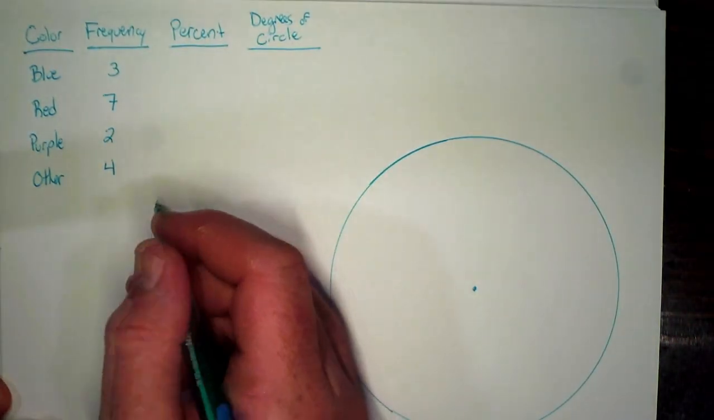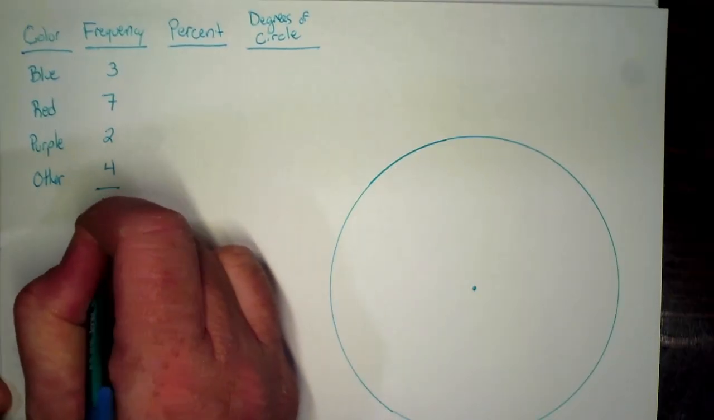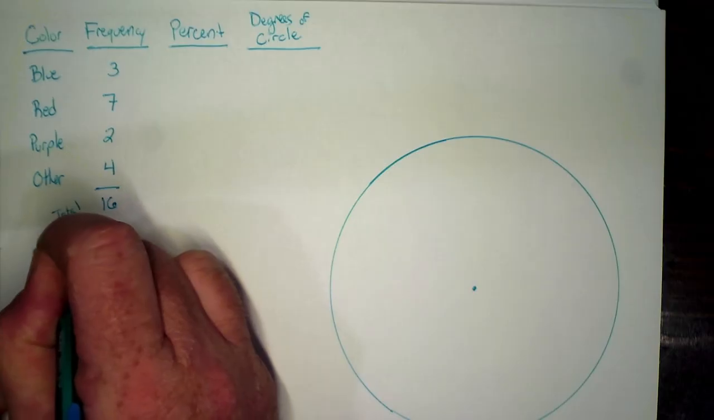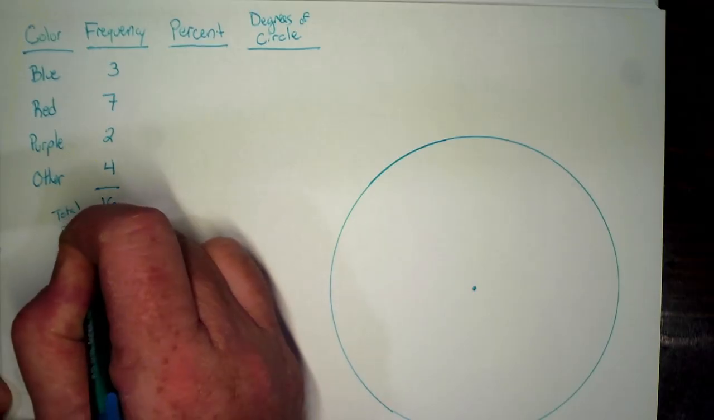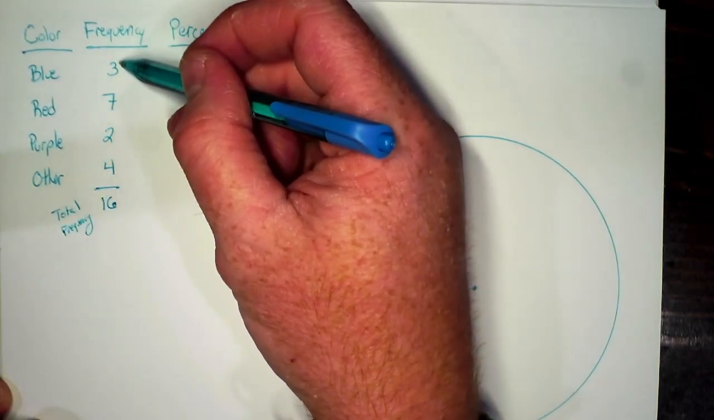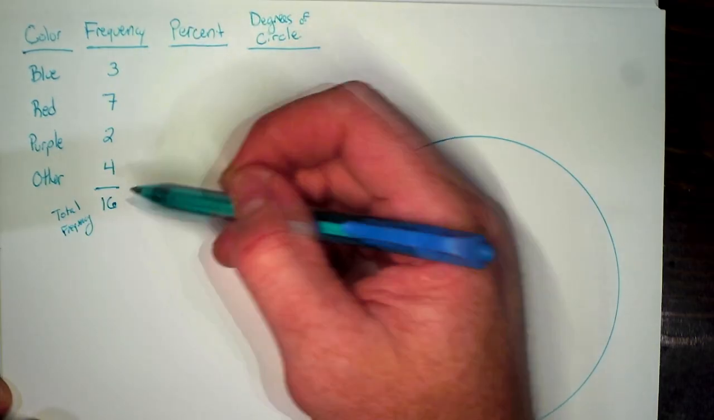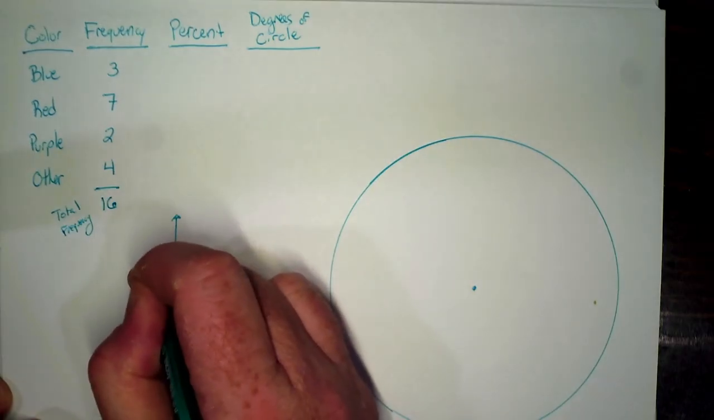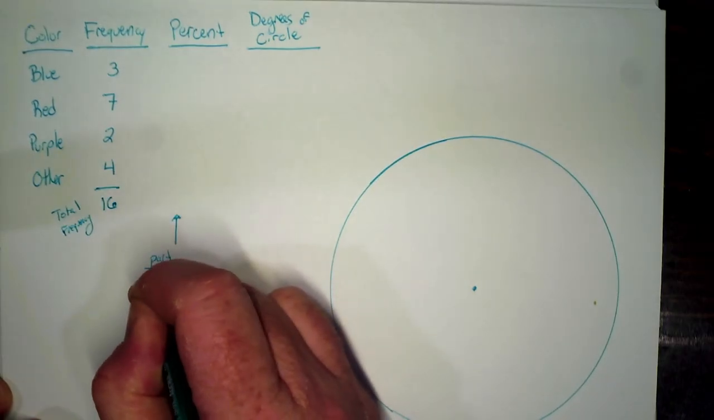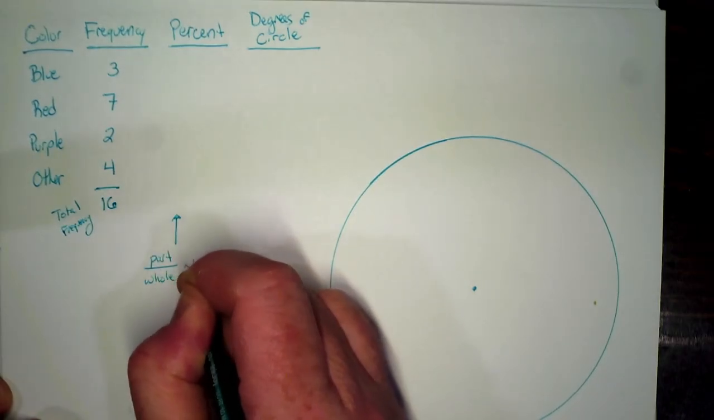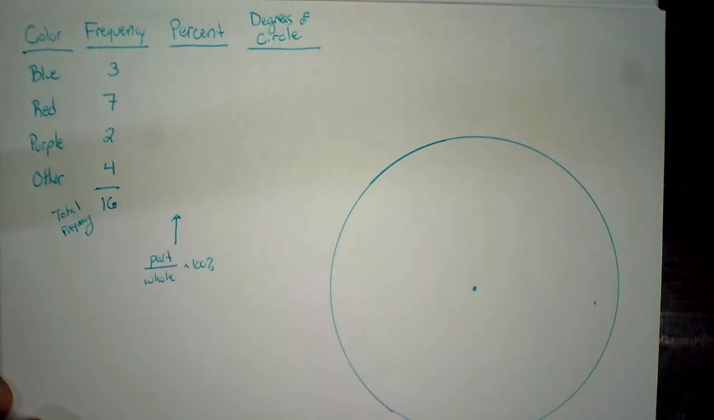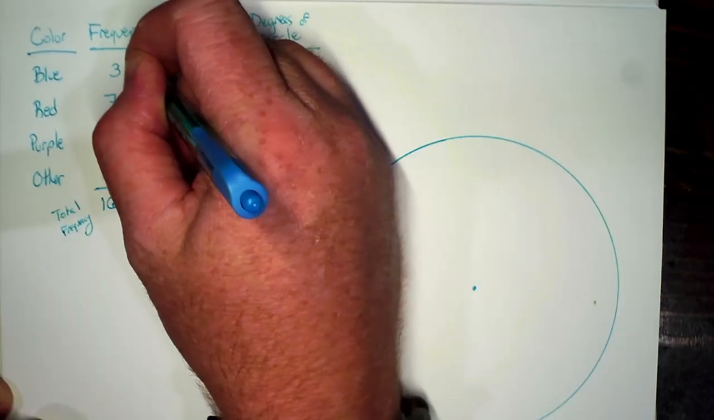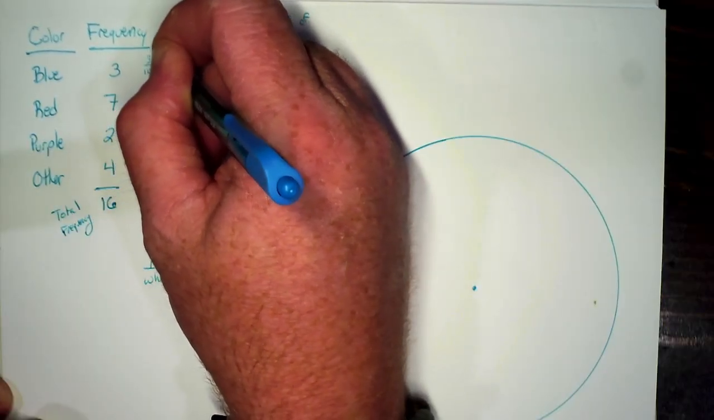In order to turn these into a percent, we need to know what the total frequency is. How many schools are we looking at here? Okay, so for instance, the three schools that use blue are actually 3 out of 16. And so to calculate this, we will take part divided by whole times 100%. Okay, so 3 divided by 16, I'll write this out once. 3 divided by 16 times 100%.